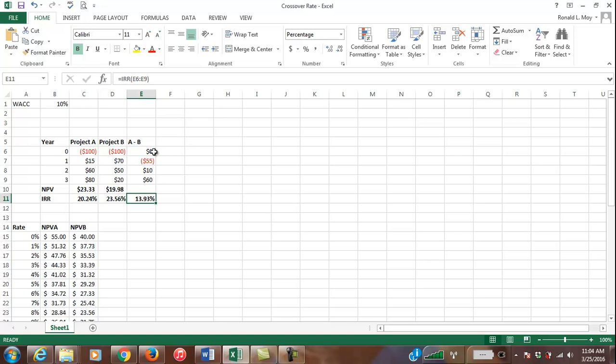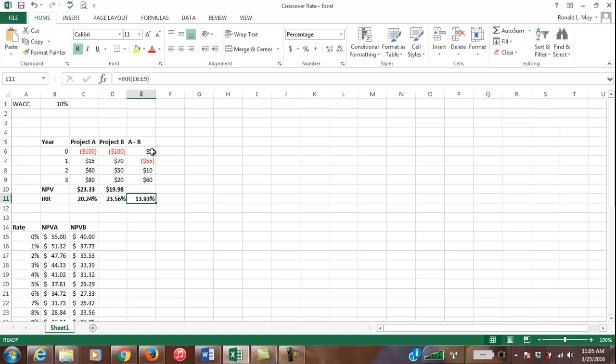Well, we can compute something referred to as the crossover rate, and I'll show you in a second with a graph why we refer to it as the crossover rate. But what you do is you take the two projects and you subtract one from the other. So I've taken A and subtracted B from it. So minus 100 minus minus 100 is 0. 15 minus 70 is minus 55. The cash flow for year 2, or the difference between 60 and 50, is 10. The difference between 80 and 20 is 60. And you calculate the internal rate of return for this new set of cash flows.